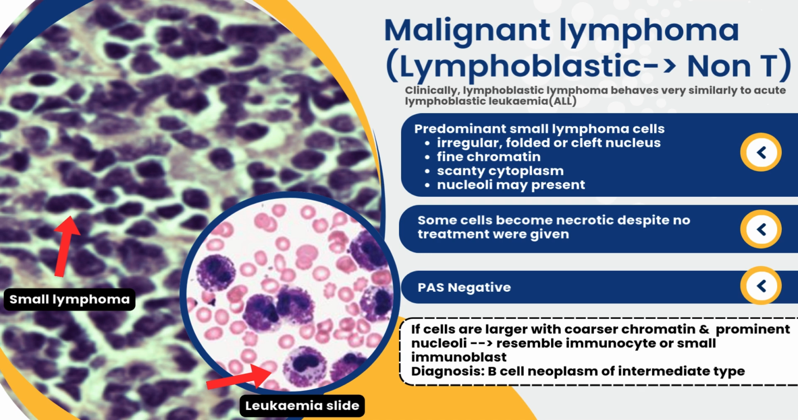If the cells are larger with coarser chromatin and have prominent nucleoli or resemble immunoblasts, the differential diagnosis can be B-cell neoplasm of intermediate type.